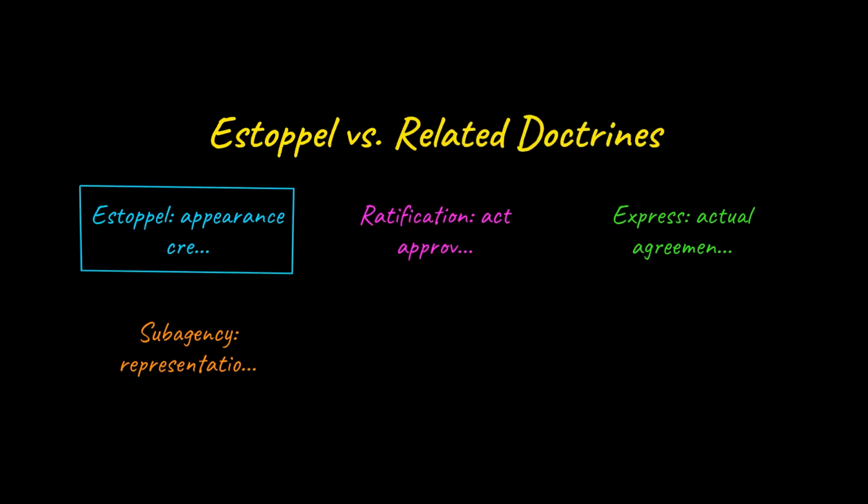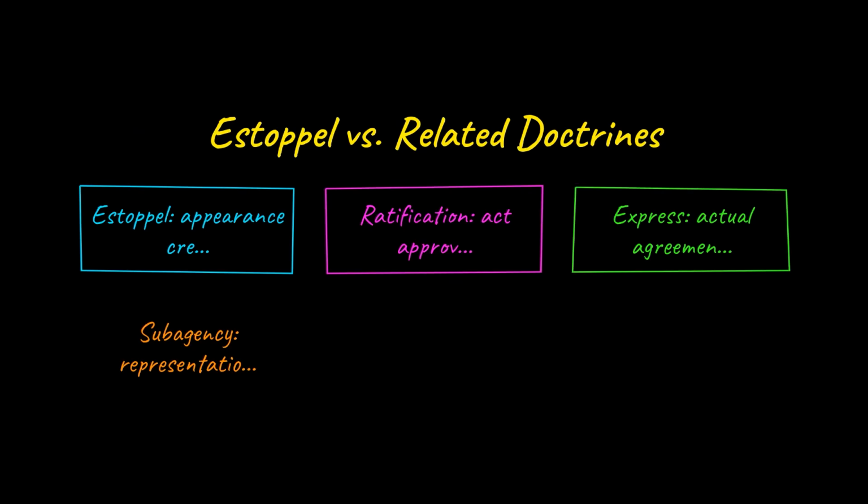Examiners love testing estoppel against three lookalikes. Ratification validates a specific unauthorized act after it happens. Express agency rests on an actual stated agreement. Subagency describes a representation chain. Estoppel is unique because no real authority was ever created. Only in appearance the principal must now honor.